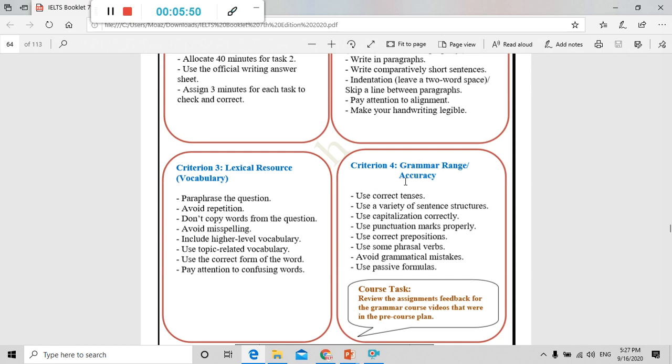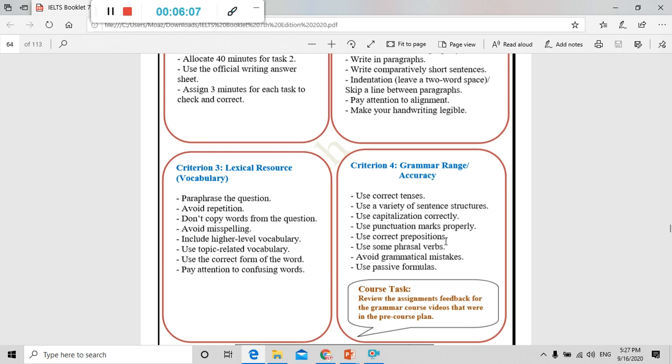A grammar range and accuracy. This is the fourth criterion. Use correct tenses, and you need to use variety of sentence structures and variety of tenses. Use capitalization correctly. Use punctuation marks properly.